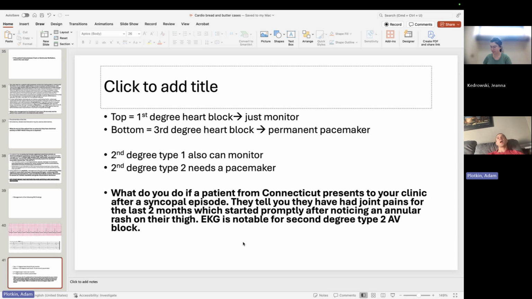So be careful. If it's a little kid, a kid less than 8 with just regular Lyme, we usually don't like to use doxy. We'll use something like amoxicillin instead.